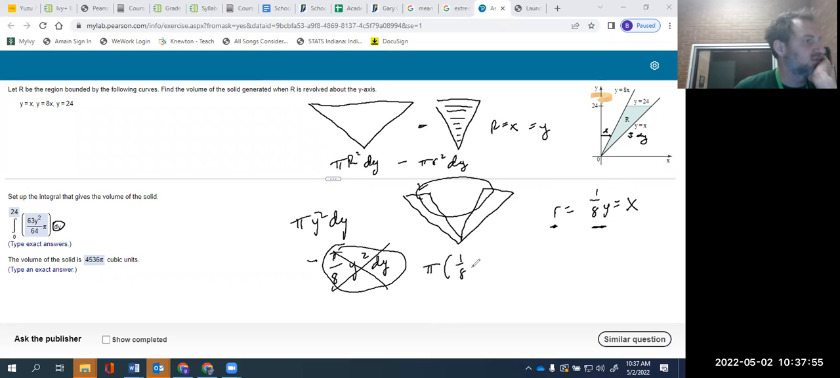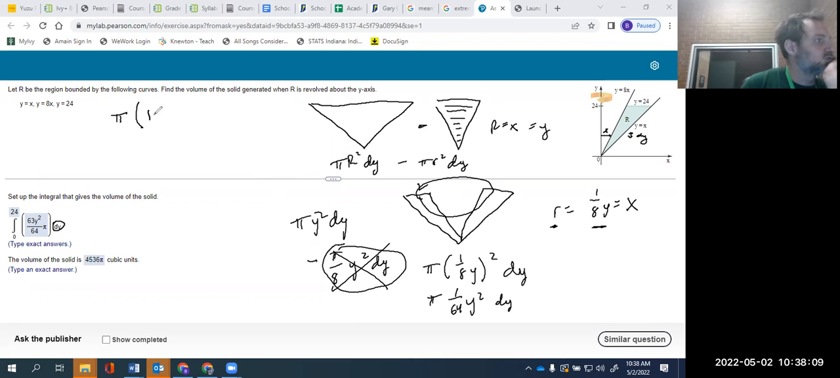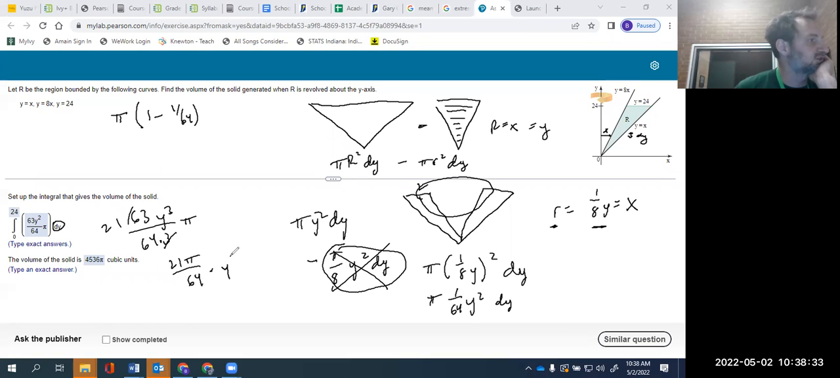Pi times 1/8 y squared dy. So this is pi times 1/64 y squared dy. So that's where we've got pi times 1 minus 1/64. That's where we get the 63/64. And then to integrate that, I wouldn't think that'd be a problem, but 63y cubed over 192, we got the pi, just can simplify down 21 pi over 64 times y cubed.